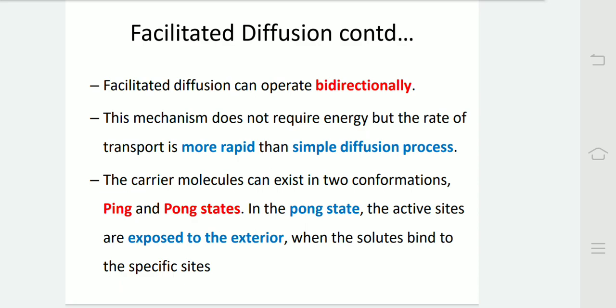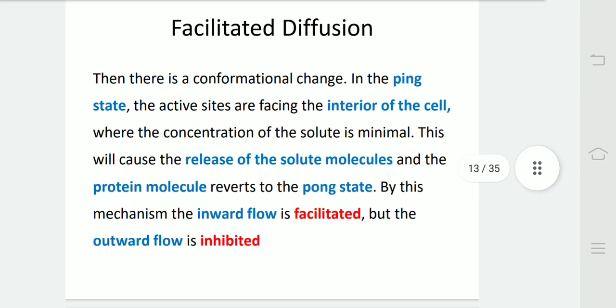The carrier molecules exist in two conformations. These are ping and pong states. In the pong state, the active sites are exposed to the exterior when the solute binds to the specific sites. Then there is conformational change.